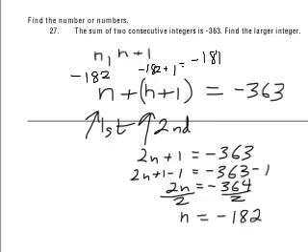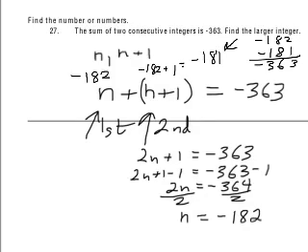So this is the larger number, right? Negative 181. And let's see if we're right. We'll check out, so we have negative 182 and negative 181. Add them together. Yep, negative 363. See, so it works.